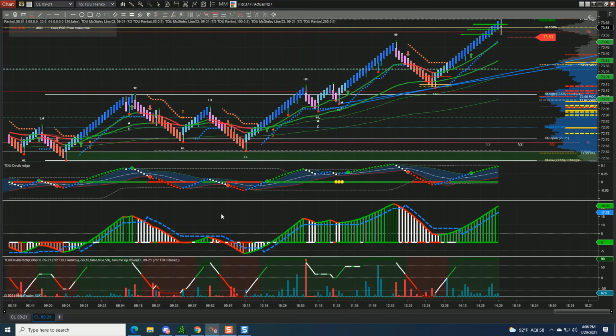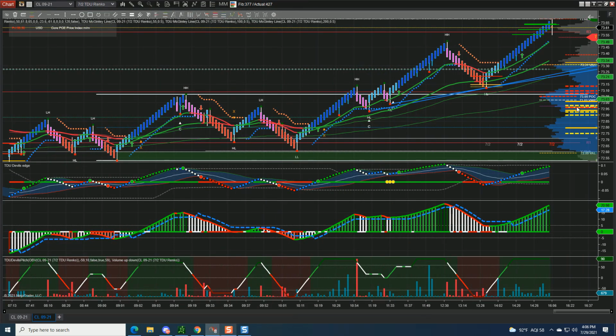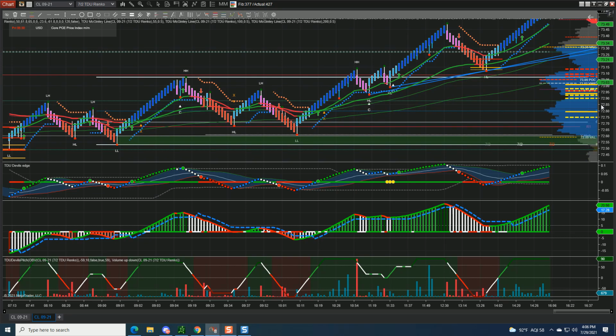All right, so here's crude. And I'll just blow through a couple of examples here without all the explanation. So here's the opening crude. We open at 9, right? So our IB high and low gets set.